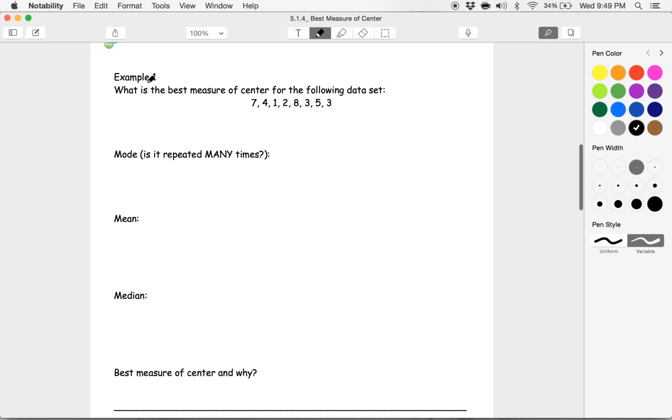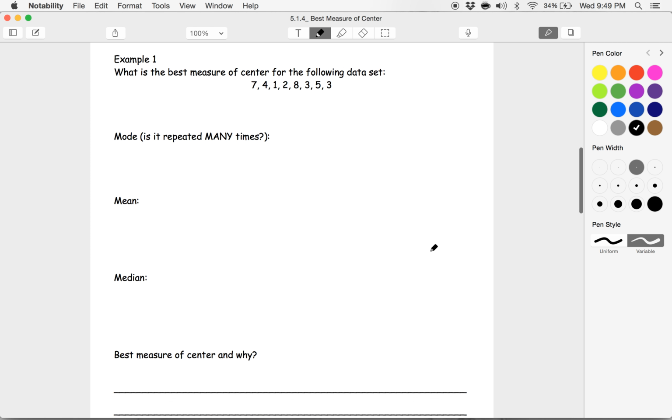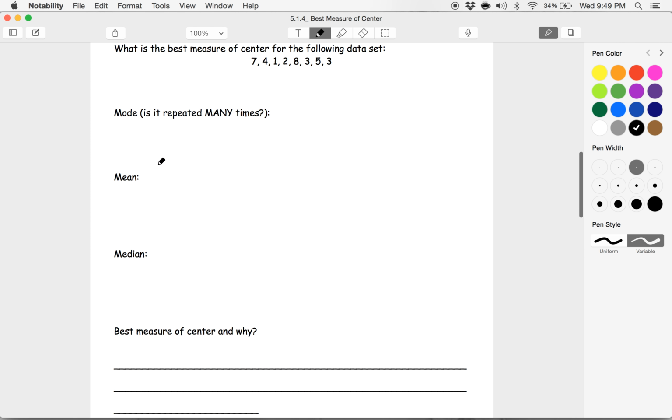So example 1, what is the best measure of center for the following data set? And in order to figure that out, we're going to find the mode, the mean, the median, and we're going to go from there. So first, it's asking, is there a mode? Which we have a little hint here.